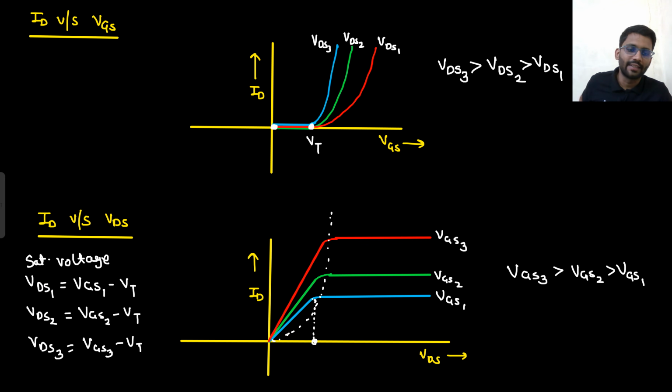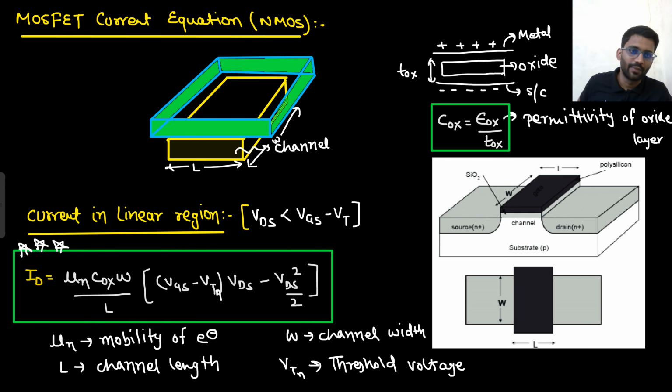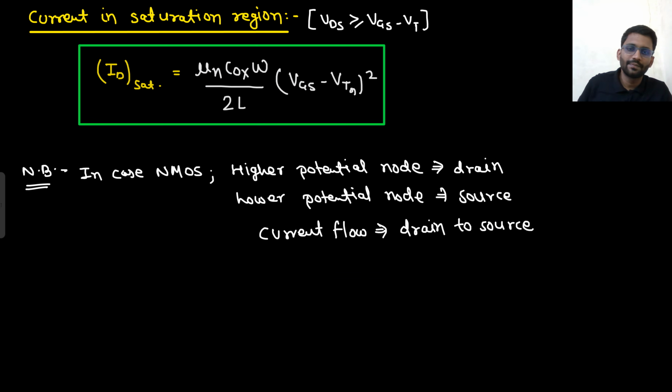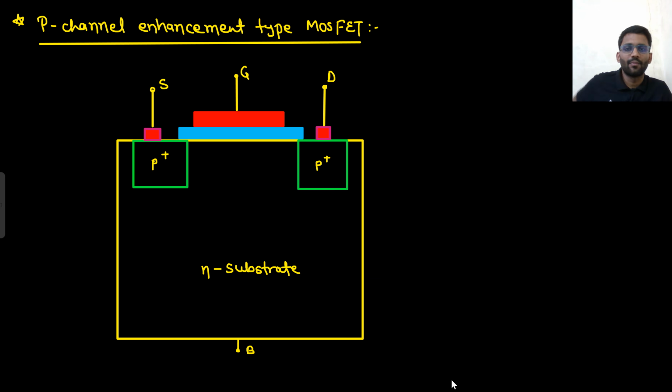Now we are going to analyze PMOS. PMOS means P channel enhancement type MOSFET. So this you can analyze on your own, right? Try making the transfer characteristics, ID versus VGS curve and ID versus VDS curve on your own, and then recheck whether you are making it correctly or not.